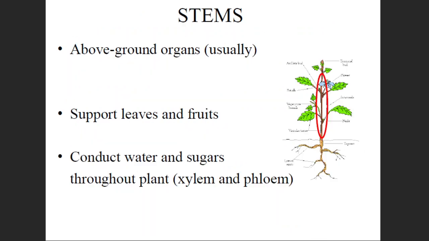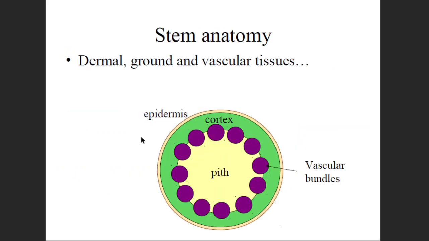Next organ is the stem, the above ground organ. Stem supports the leaves and fruits. It conducts the water and the sugar and other components throughout the plant with the help of the conducting tissues, that is xylem and phloem. Stem anatomy, again, consists of the dermal, ground and vascular tissues. The outermost layer is the epidermis, the internal is the vascular bundles, and between them is the cortex region, which we can call the ground tissues.